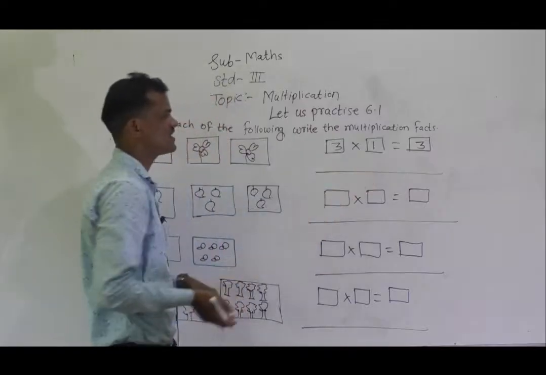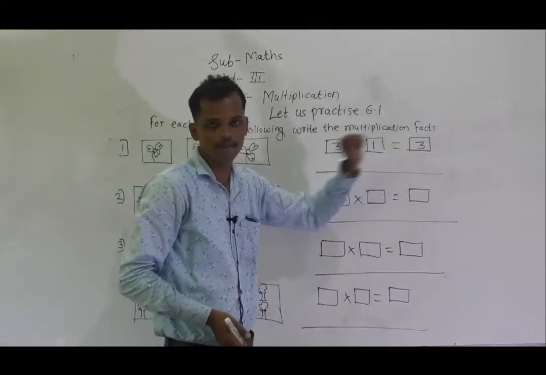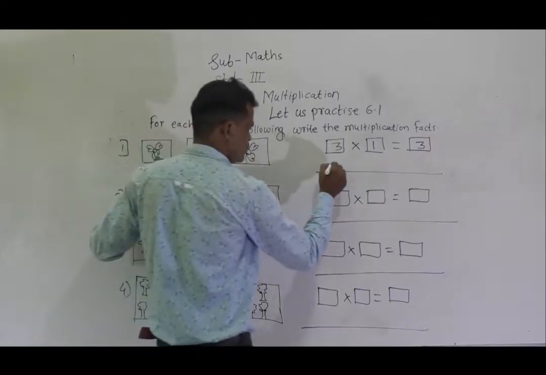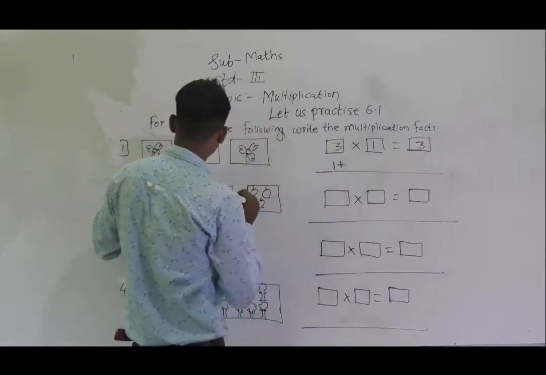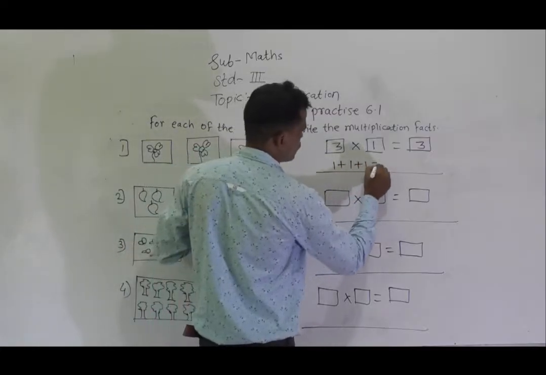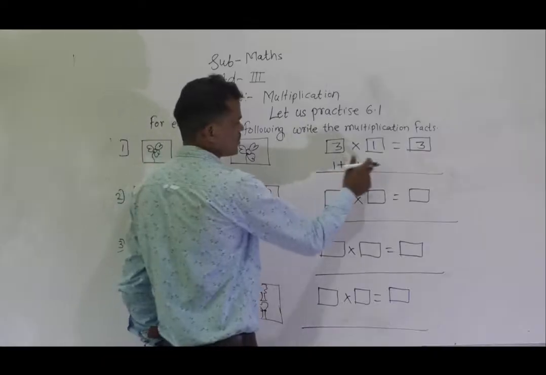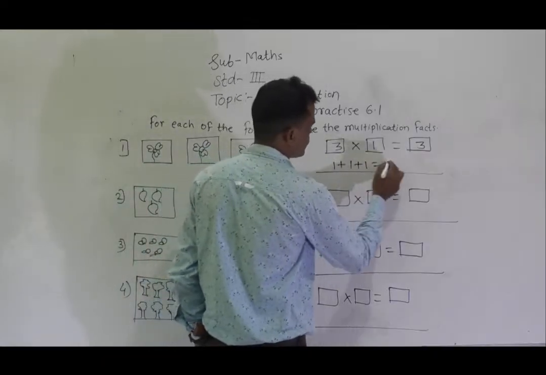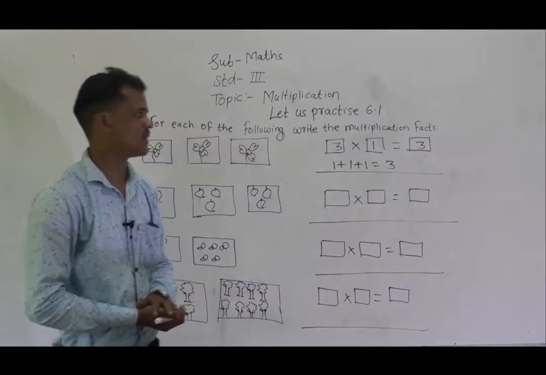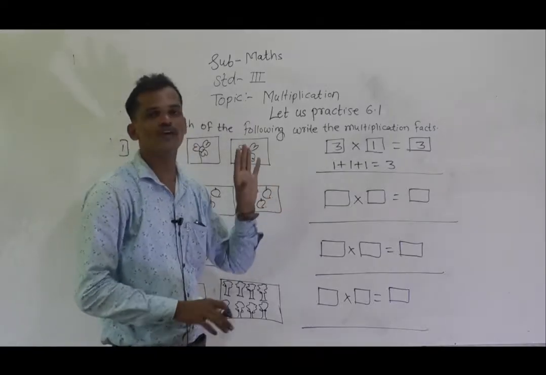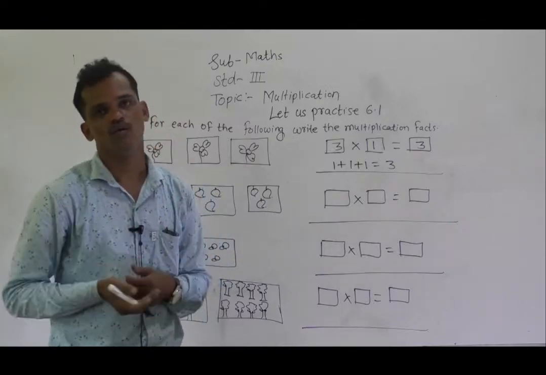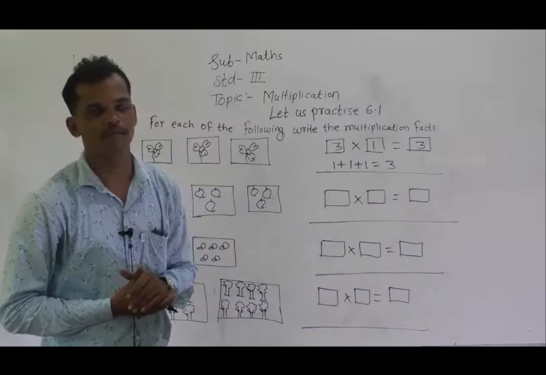So how many total flowers are there? 3. Okay, so we can write the addition fact for this. In the first group one flower, plus in the second group one flower, and in the third group one flower, and total flowers are 1 2 and 3. Okay, like this you have to solve this example. Okay, so we can add the same number more than 1 or 2 times by using multiplication.